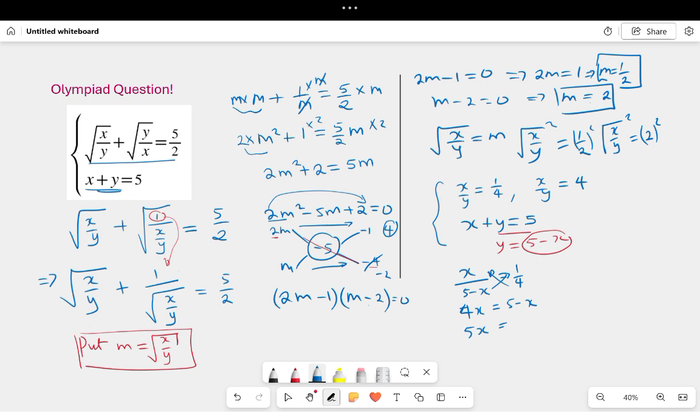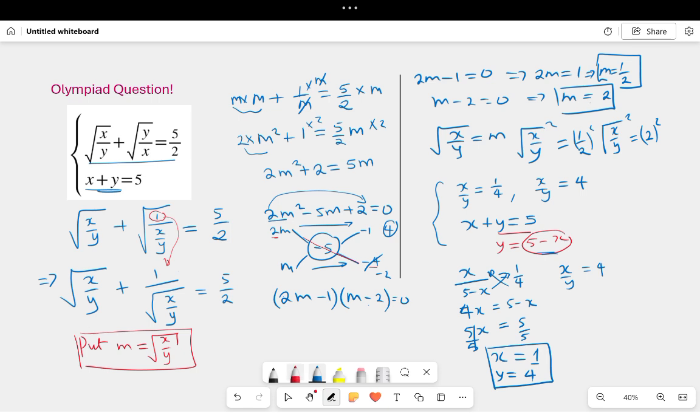Therefore, 5x is equal to 5, divided by 5. Our solution for x is equal to 1. So when x is 1, let's make the substitution over here. Our y is going to be equal to 4. Now, the next case is this: x over y is equal to 4.